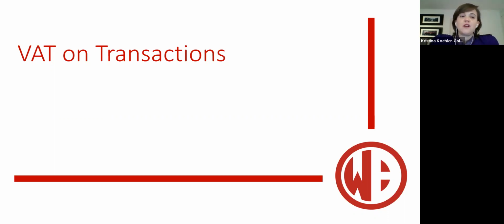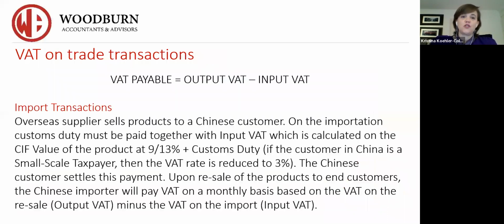Just briefly, I want to go through how VAT is imposed on transactions, and we're going to start off with trade transactions. So if you are a general VAT taxpayer, as I mentioned, you can deduct the VAT on purchases. So your VAT payable on a monthly basis is what you sell minus what you have purchased. It's a very similar concept in Europe.